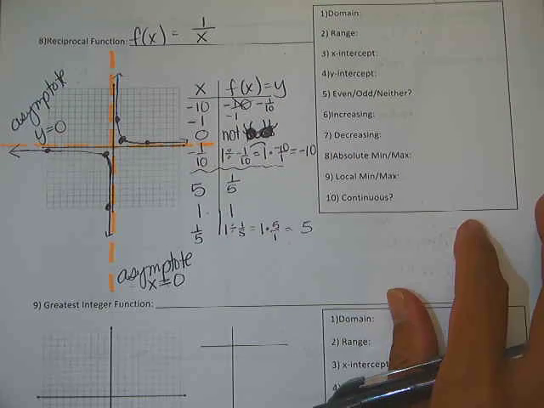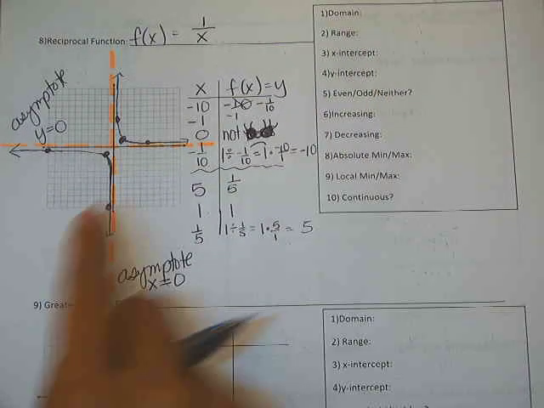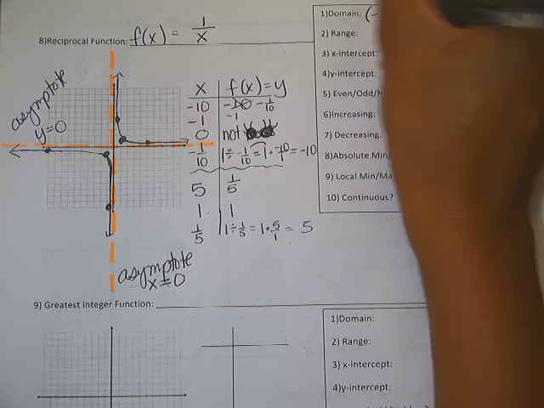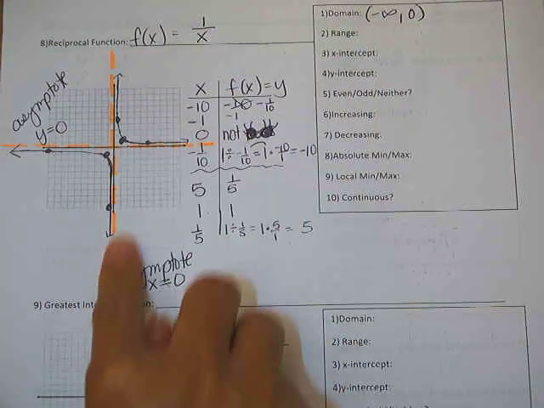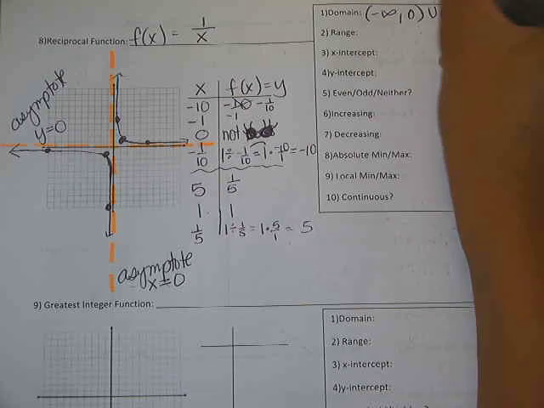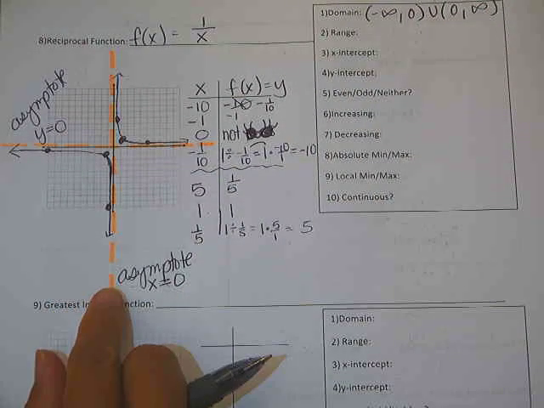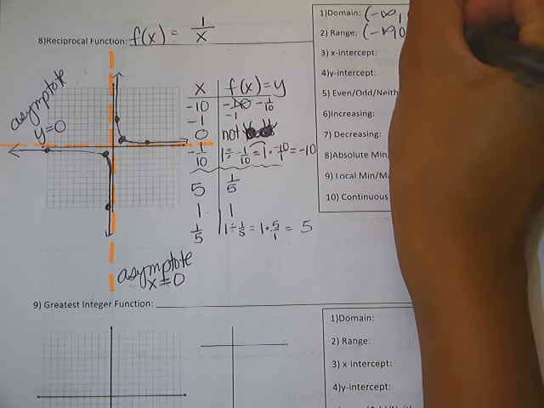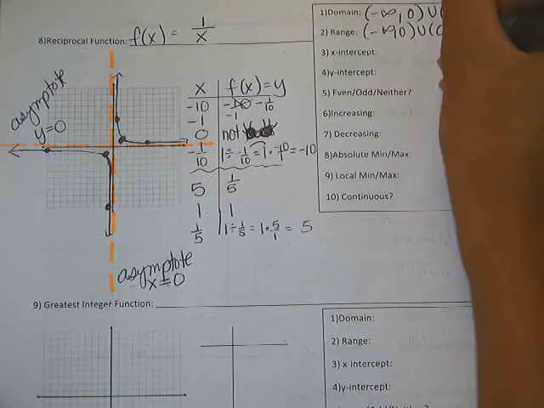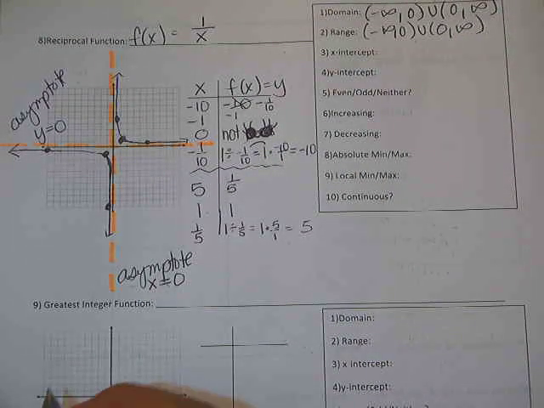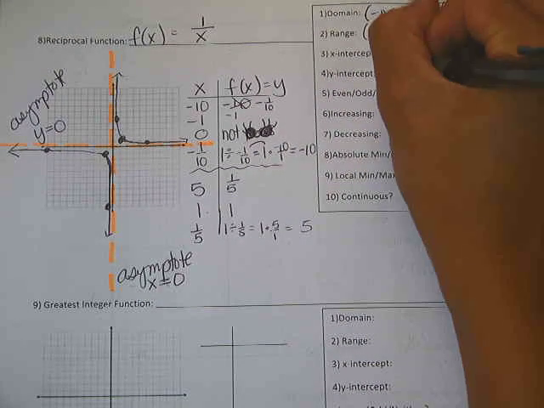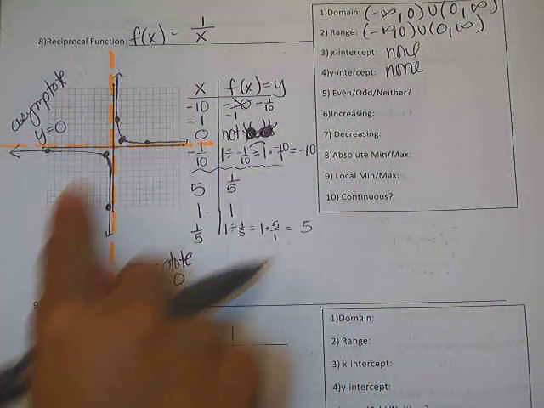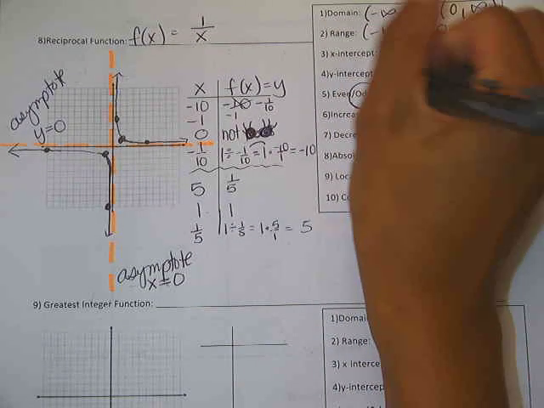Alright, so let's quickly fill this in before we call it a day. The domain goes from negative infinity to 0, not including 0, because there's an asymptote there. Union that with 0 all the way to infinity. The range is the same way, negative infinity and stop at 0, not including 0, so we're going to write it exactly the same way. X-intercept and y-intercept, there are none because they never touch those things. Even or odd or neither? Because it is reflecting over the origin, this is an odd function.